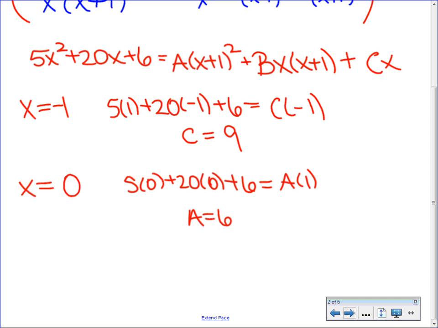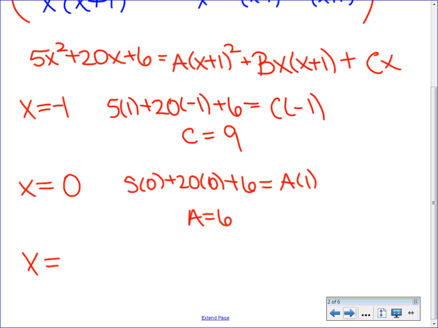Yes, we can plug a and c in, can't we? If we can plug a and c in and pick an x value, we will only be left with b. Do you agree? So what would be a nice x value to plug in? We've already plugged in 0. 1 is easy to plug in, isn't it?